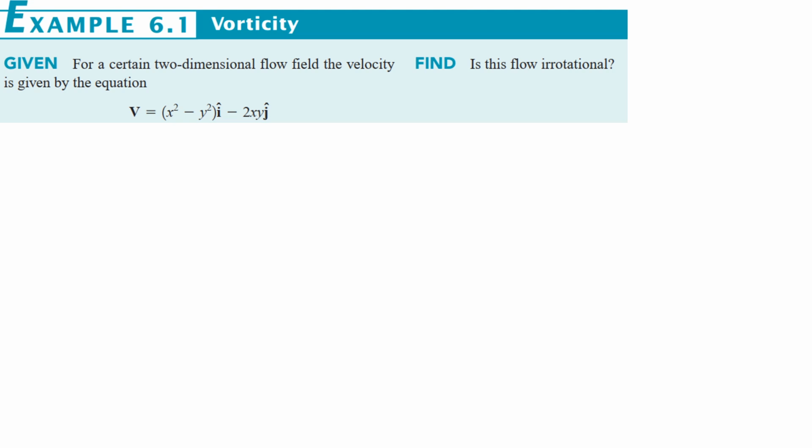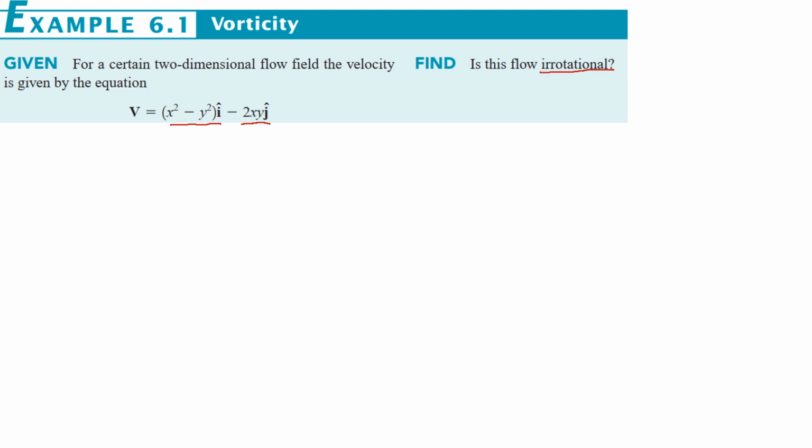This example is related to vorticity that we derived in the previous lecture. Given is a certain two-dimensional flow, and that is the equation of its velocity. As you can see, this velocity has two components, one is the x component and one is the y component. And to find: is this flow irrotational? What does this mean? Will this flow not rotate, or will it rotate?